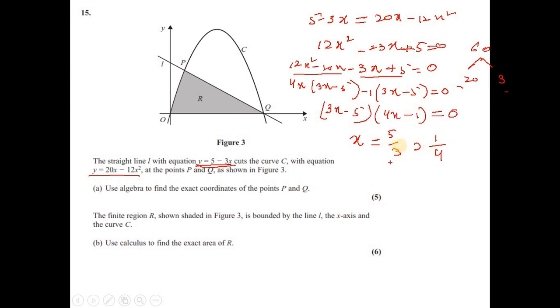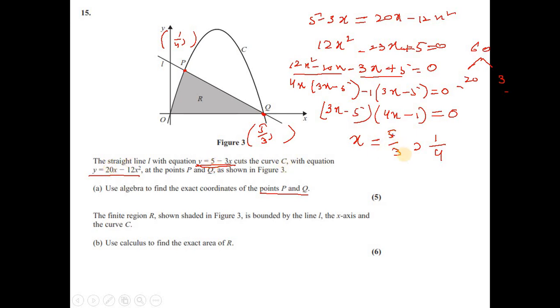So you have two different points. If you see your diagram, the x coordinate of P should be equal to 1 by 4, and the x coordinate of Q is 5 by 3. You need to figure out the y coordinates, because we need to find points, not just x coordinates. So for the y coordinate you need to substitute the values of x that you found, one by one, in either of the equations. It's your choice, but the best way is to put them in the linear equation.